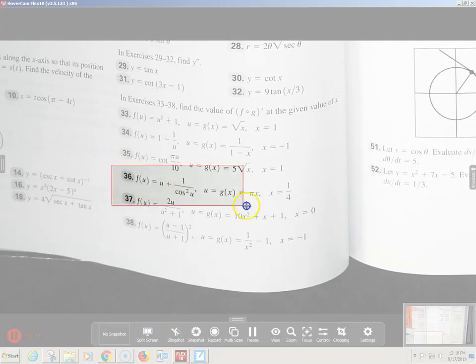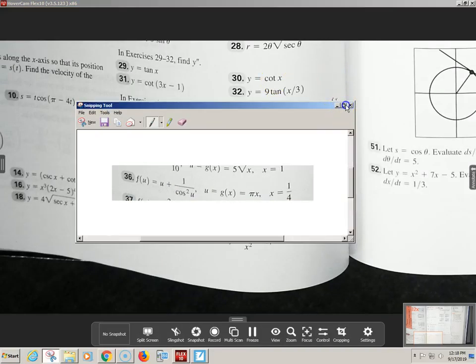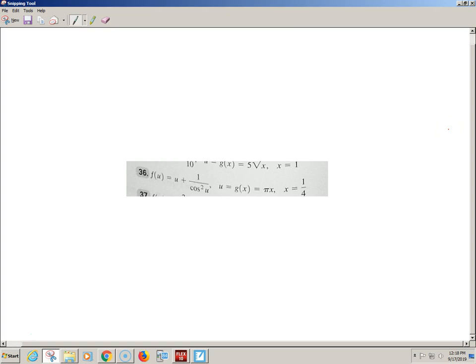Does anybody remember off the top of their head how they tackled f prime for number 36? Quotient rule, power rule, or secant squared? I think I turned it into cosine to the negative 2. Oh, secant squared. So if you rewrite that, f prime would have been 1 plus, we would have had to bring down the 2 and keep the secant, and then times secant tangent. But you're not done yet until you get the u prime in there, and the u prime is pi. And all of that is when x is 1/4.